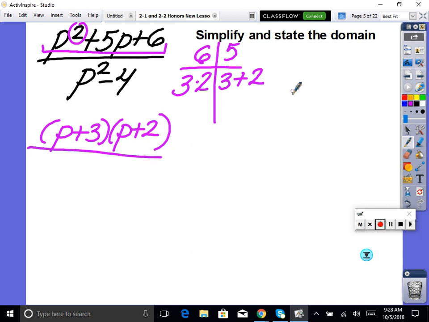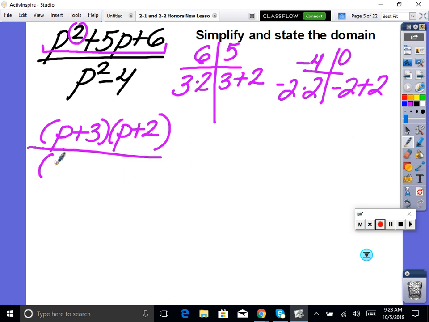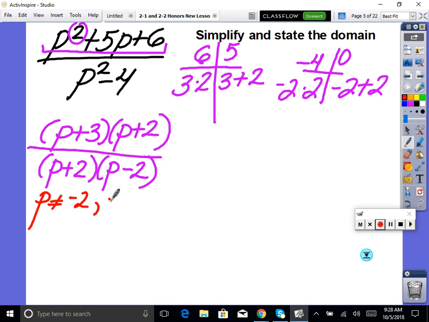Now let's do the bottom. What multiplies to be a times c? What multiplies to be negative 4 and adds up to be 0? 2 and 2. One's going to be negative. Good. Now we can quick factor the denominator, so I have a p plus 2 and p minus 2. Now we restrict first, then we divide. So my restrictions are p cannot equal 2 and negative 2. Good. Negative 2 and 2. You're right.